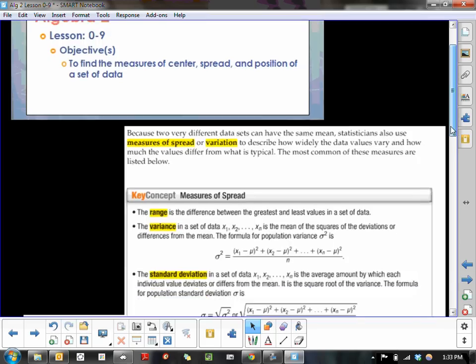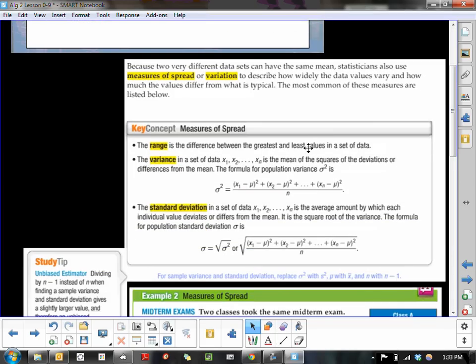The range, which is the difference between the greatest and the least values of the data set. The variance in a set of data of all of our data scores, x sub 1 to x sub n, is the mean of the squares of the deviations, or the differences from the mean. So what that means, I'm going to translate here: this Greek letter sigma, and sigma squared, is going to represent variance. The x sub 1, x sub 2, all the way to x sub n represents your individual data scores. And remember that mu represented the average.